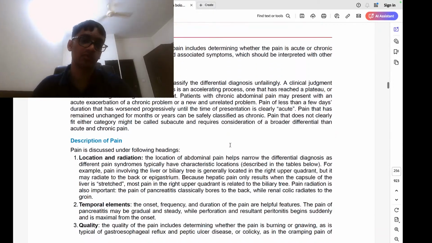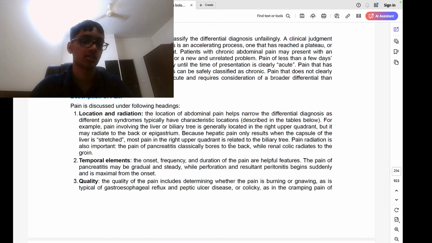Pain in abdomen. Patient with pain in abdomen, it depends whether the pain is acute or chronic, and a detailed description needs to be taken. Then acute versus chronic. There is no strict time period that classifies them.